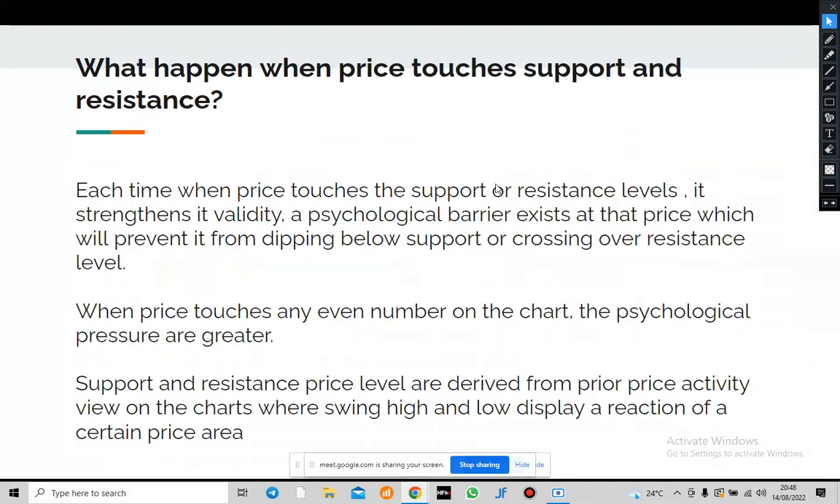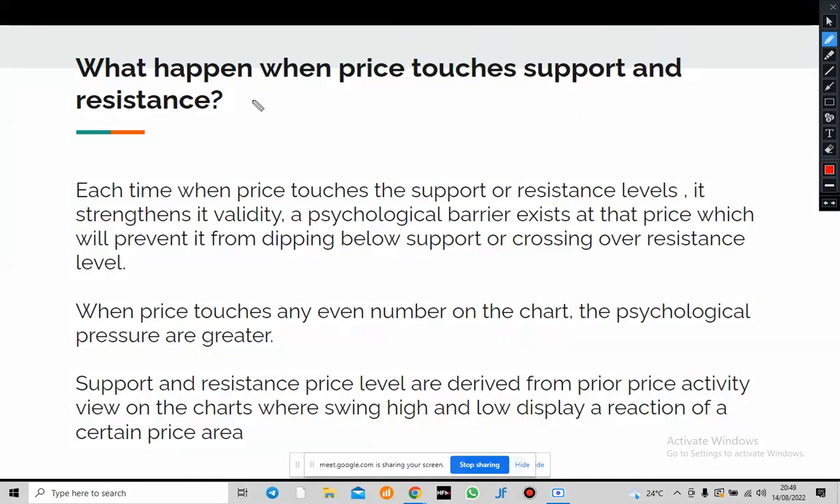What happens when price touches support and resistance? Each time price touches a support or resistance level, it strengthens its validity. A psychological barrier exists at that price which will prevent it from dipping below support or crossing over a resistance level. That is what happens when the price touches support or resistance.